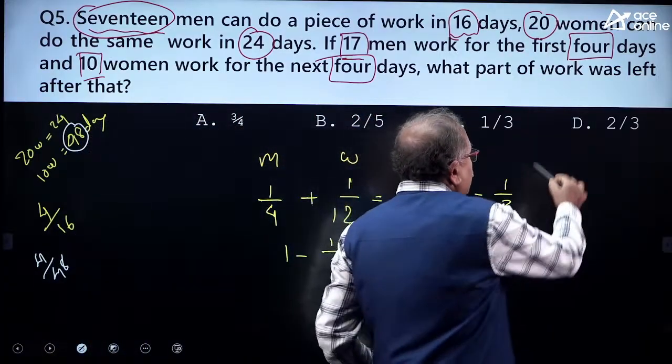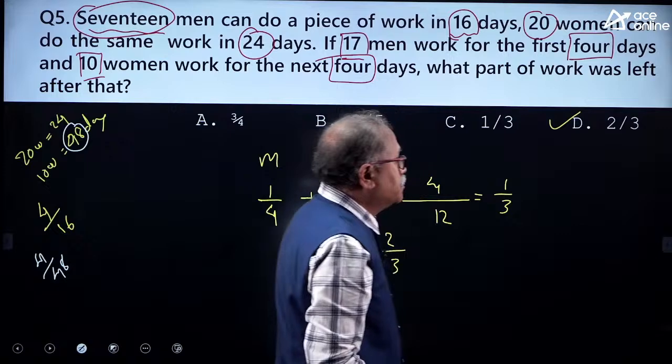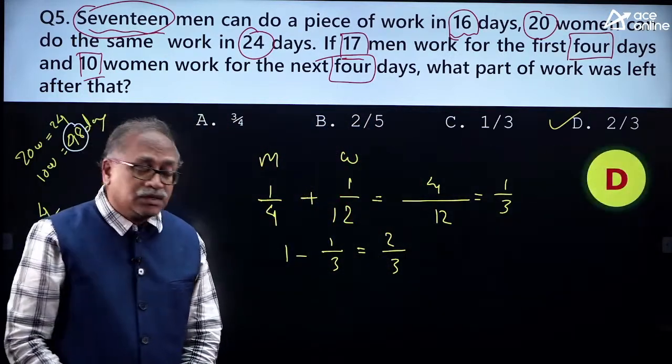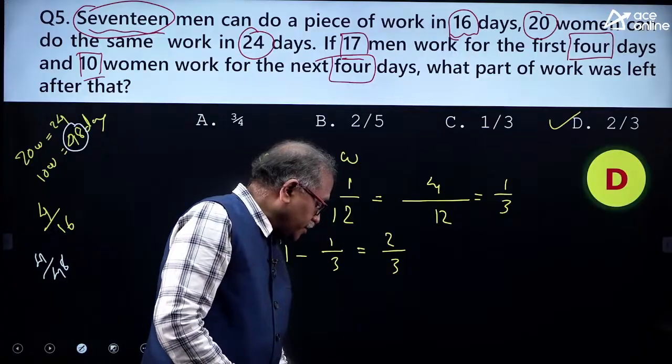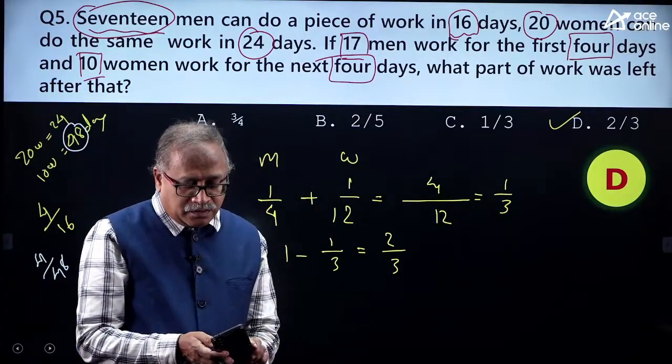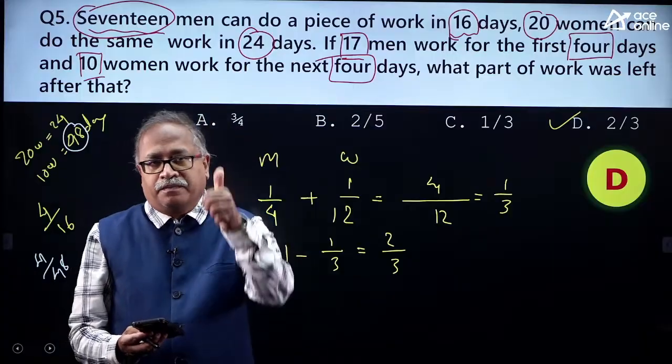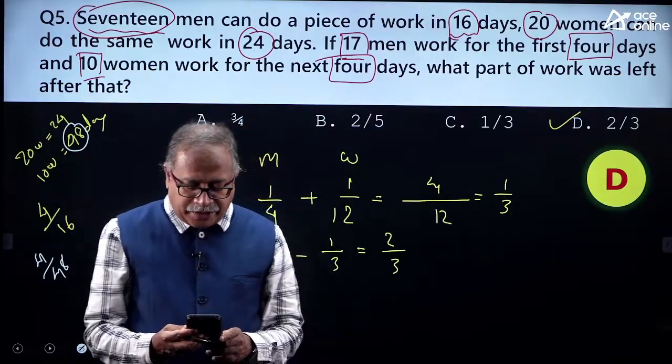What's your answer? 2/3 here? Option choice D. Let me check, it is option choice D. Yeah, that's right. Okay. 2/3, Aman is there. Great, Aman, great.